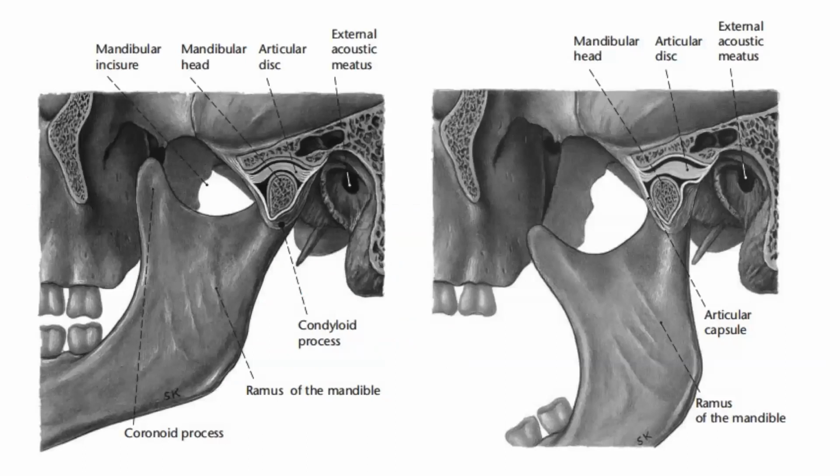Here again is another illustration showing the mandibular incisure, the mandibular head, the articular disc, the external acoustic meatus, the condyloid process, the ramus of the mandible and the coronoid process. Here again, the mandibular head, the articular disc, from another angle, the external acoustic meatus, the articular capsule, and the ramus of the mandible.